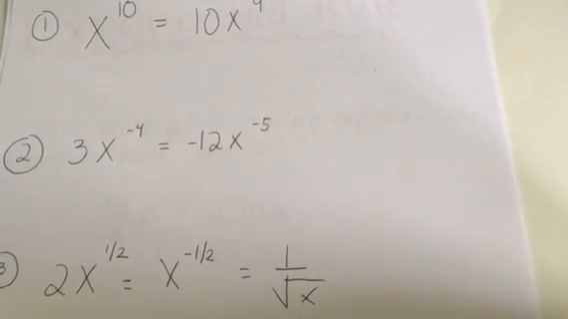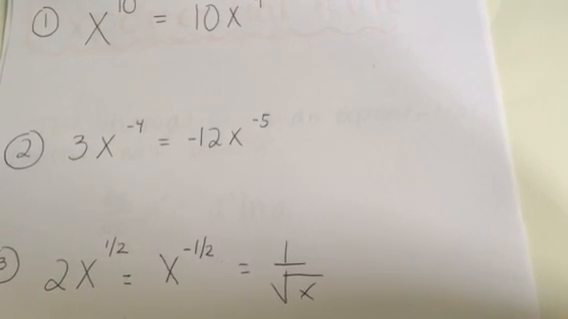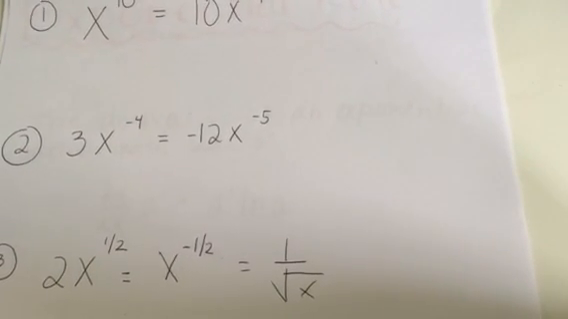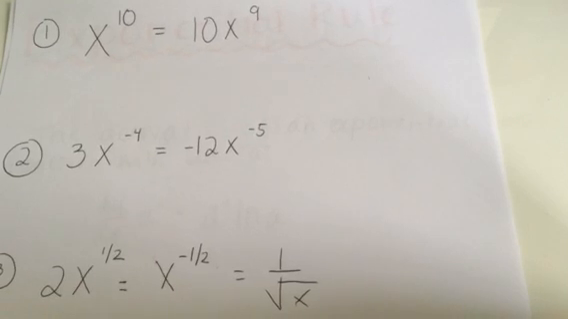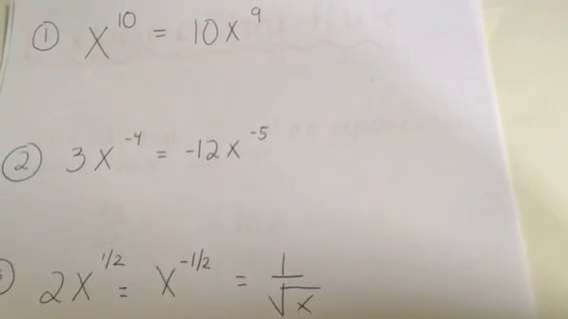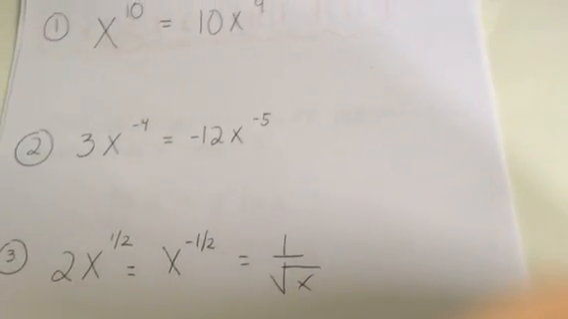But a simpler form, which will probably be on the AP Calculus exam, is 1 over root x. Okay, so that sums up the power rule. On to the next rule, which is exponential.